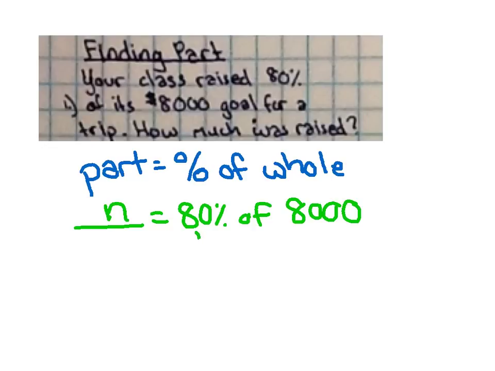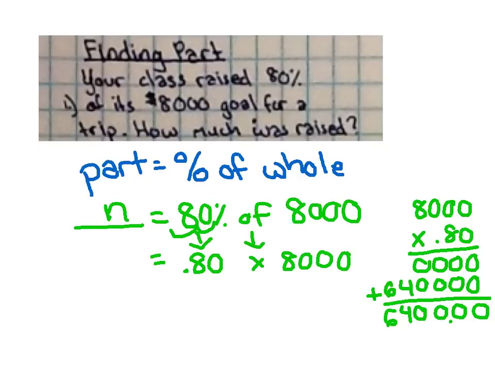So to solve for this, I'm just going to rewrite 80% as 0.80, because the decimal moves back 2 spaces to the left, 1, 2. "Of" becomes multiplication. Then I multiply 80 hundredths times 8,000, and looking at my work to the right, you should get $6,400.